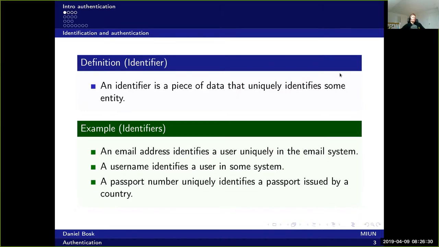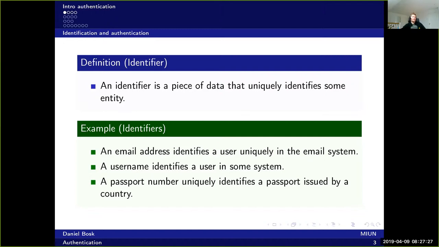Now, let's start with the definition of an identifier. An identifier is a piece of data that uniquely identifies some entity. For instance, an email address identifies a user uniquely in the email system because each email address is unique. However, one person can have several email addresses, so it doesn't uniquely identify a person, but it uniquely identifies a mailbox. A username is similar because it identifies a user in some system. For instance, the text before the @ sign in an email address is a username on that particular email server.